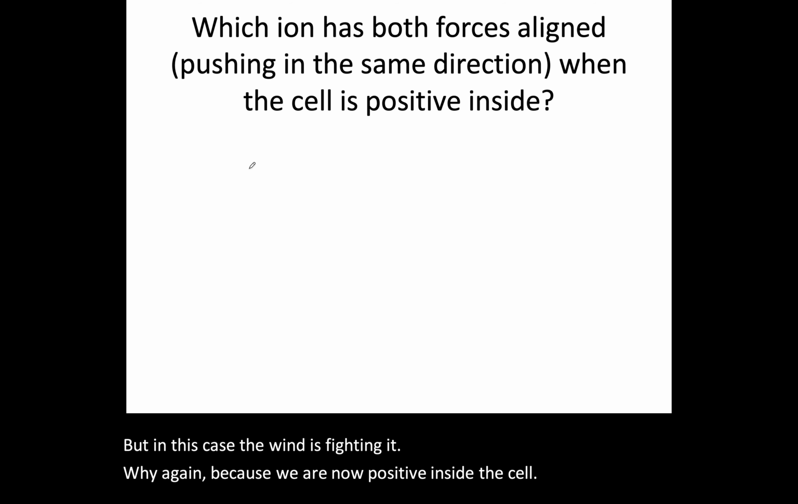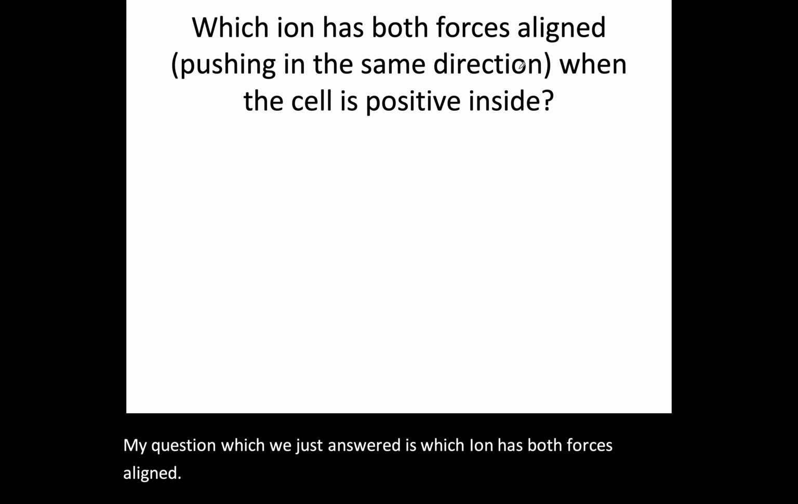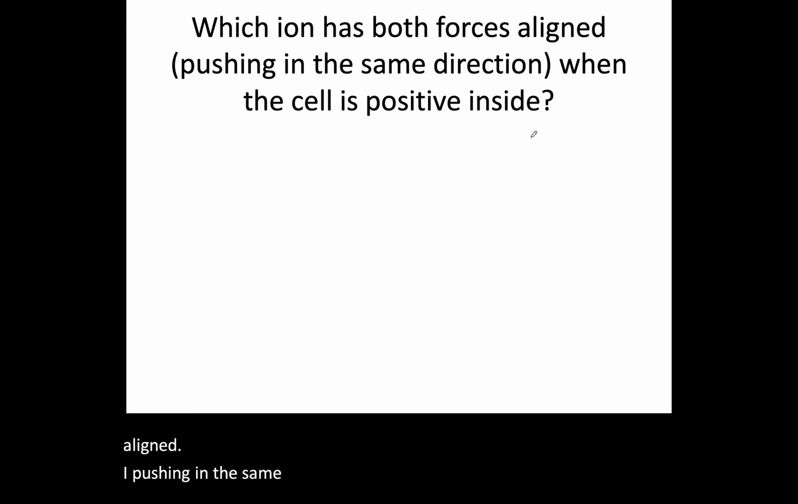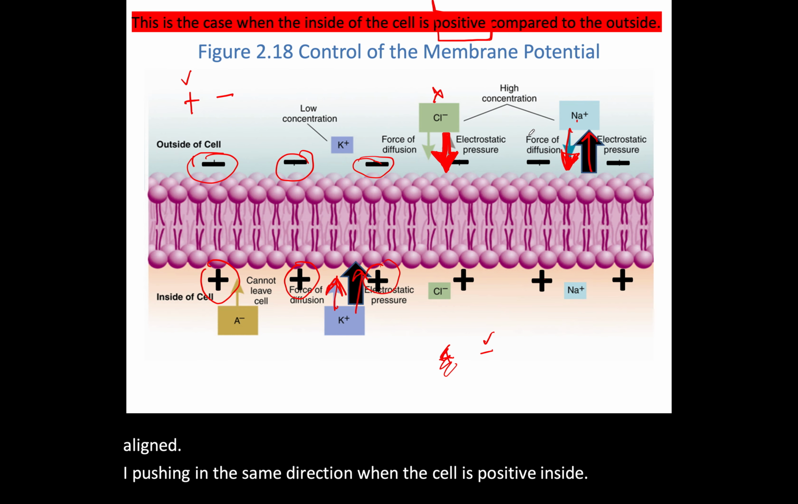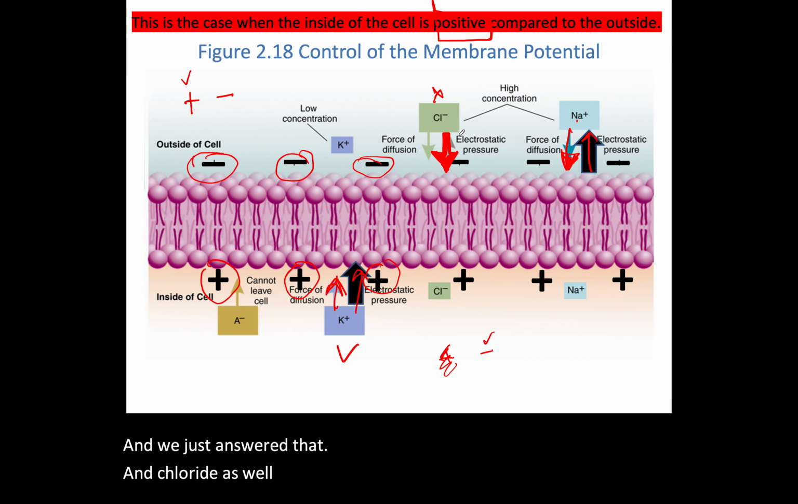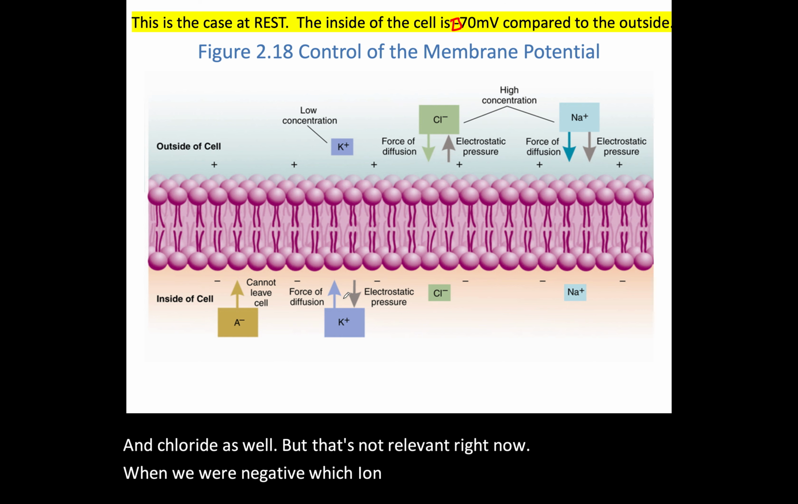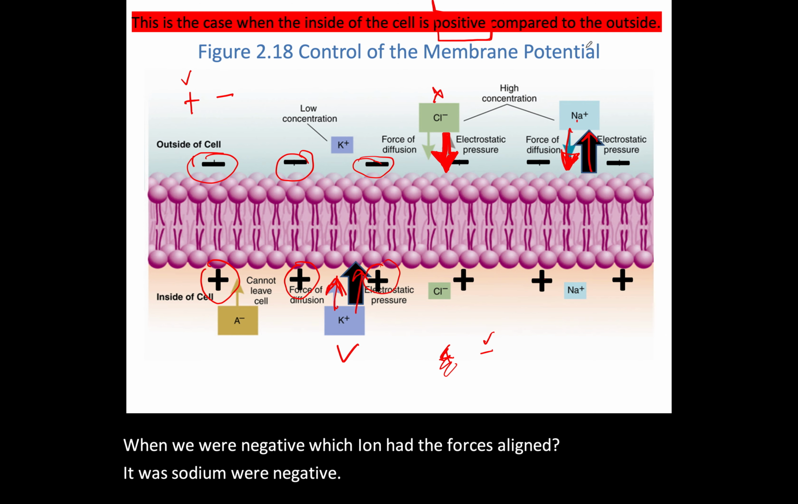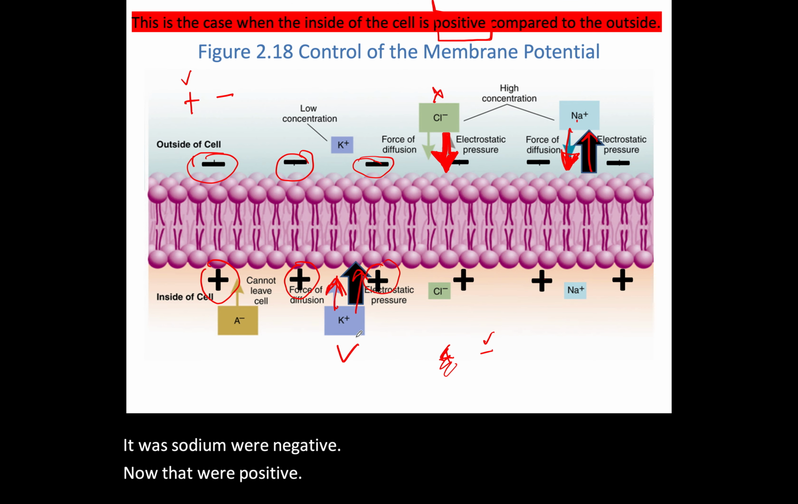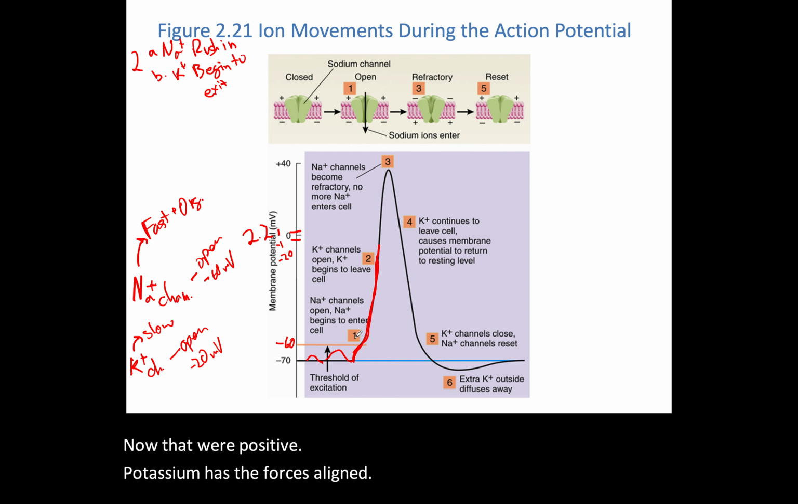My question, which we just answered, is which ion has both forces aligned, i.e., pushing in the same direction, when the cell is positive inside? And we just answered that. Potassium. And chloride as well, but that's not relevant right now. When we were negative, which ion had the forces aligned? It was sodium when we're negative. Now that we're positive, potassium has the forces aligned. Great. Let's get back to this.